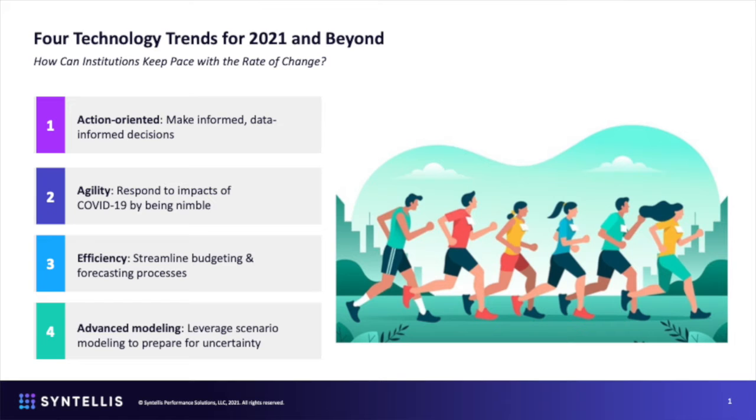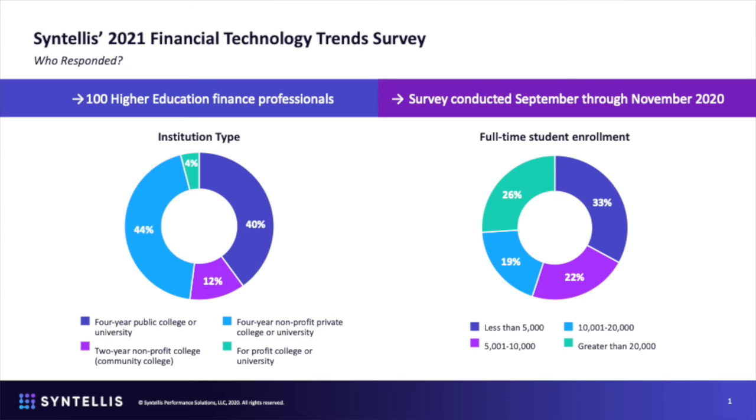And the last is really making sure you've got advanced modeling tools. So the pandemic certainly showed us that you've got to be able to do a lot of what if scenarios. And so I'm going to talk to Phil a little bit about what his institution went through and get his perspective as well. A little bit more background about the survey itself.